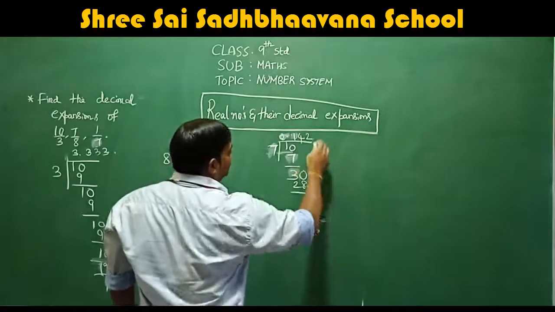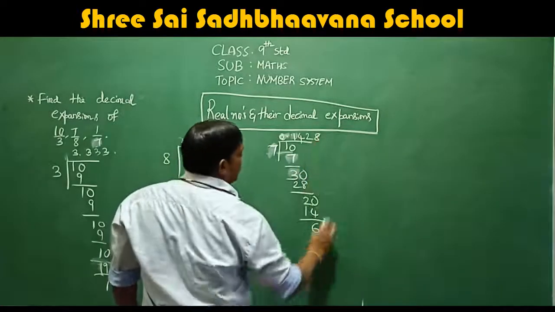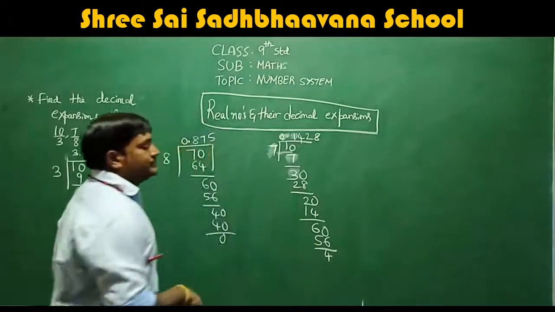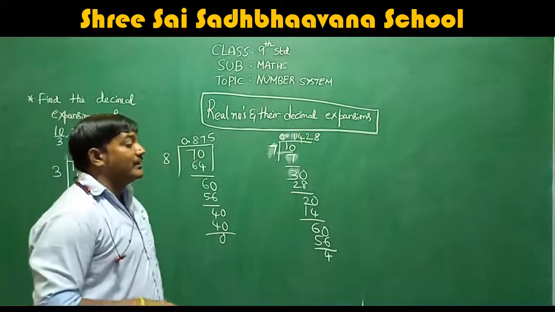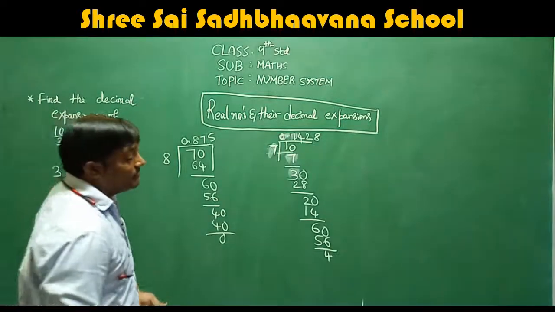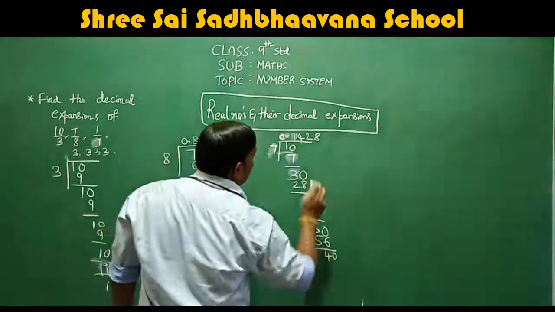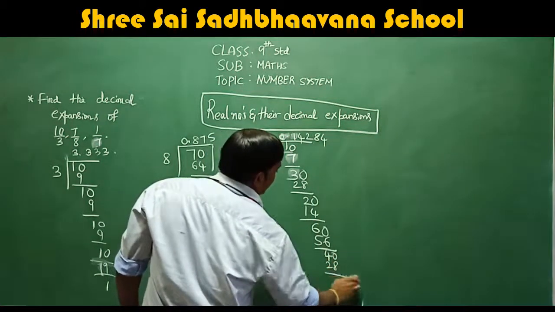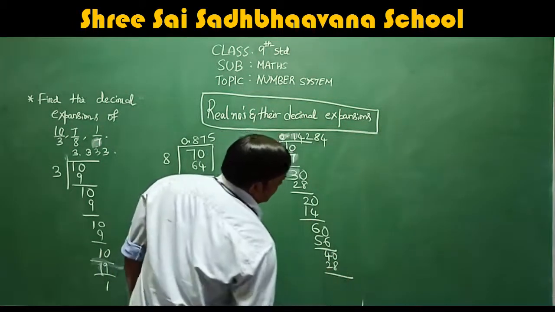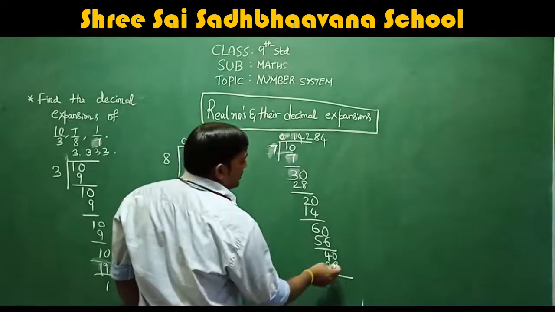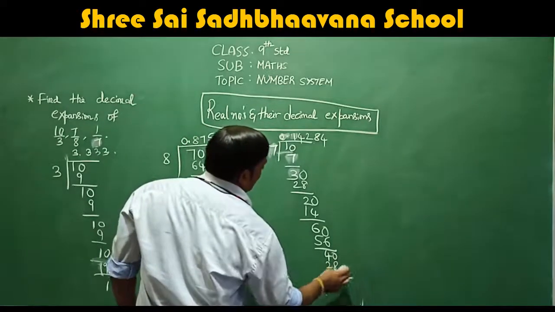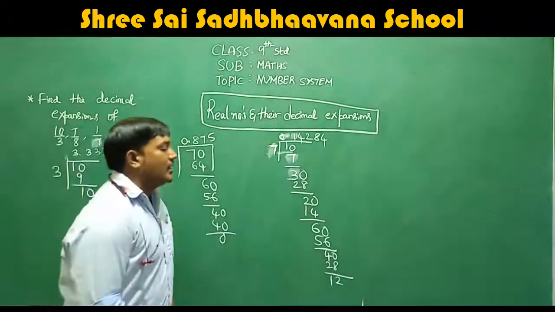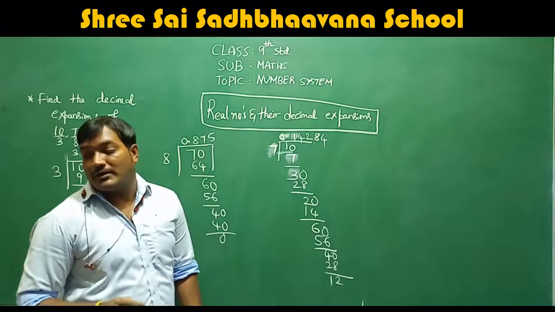And next again, take 0, 7 eights are 56, correct? So which will give you 4, because 7 nines are 63, you cannot take. So 40, you'll get 7 fours are 28. Again, you'll get how much? 40 minus 28, that is 12, isn't it? 3 minus 2 is 1, and 10 minus 8 is 2. So 12 you will get, correct?